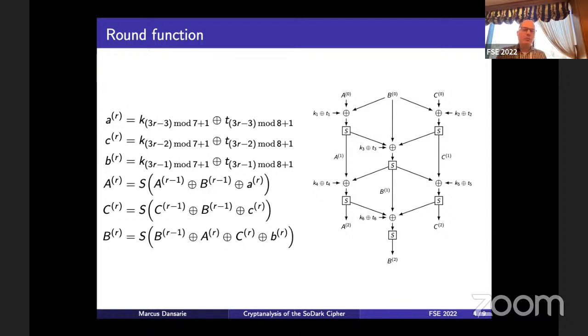The 3 output bytes of each round are then dependent on 2 or 3 bytes of the previous round, as well as only 1 round key byte. And yeah, that's probably the critical weakness of the cipher.